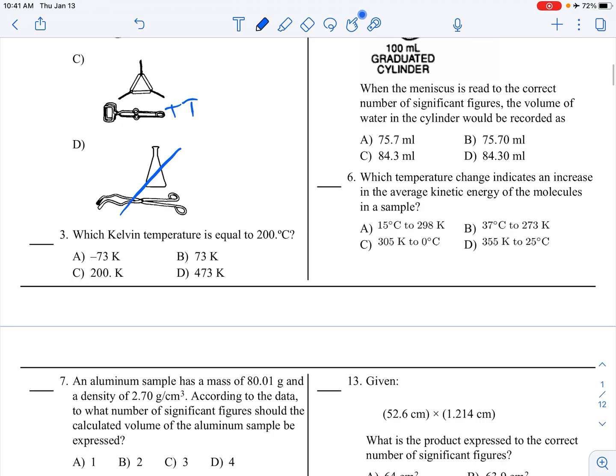Which Kelvin temperature is equal to 200 degrees Celsius? So don't forget, on reference table T, it provides, and I have my reference table here, you can hear the pages. The formula is Kelvin equals degrees Celsius plus 273. So 200 plus 273 is 473 Kelvin, choice D.